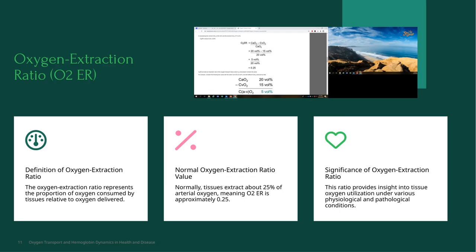The significance of this ratio becomes even clearer when we consider different physiological and pathological states. For example, if tissues need more oxygen, say during exercise, they can increase extraction, raising the ratio. Conversely, in certain disease conditions, this ratio might change, indicating altered oxygen utilization or delivery. Overall, understanding the oxygen extraction ratio gives us valuable insight into tissue oxygenation and helps us interpret how well the body is meeting its metabolic demands under various conditions.